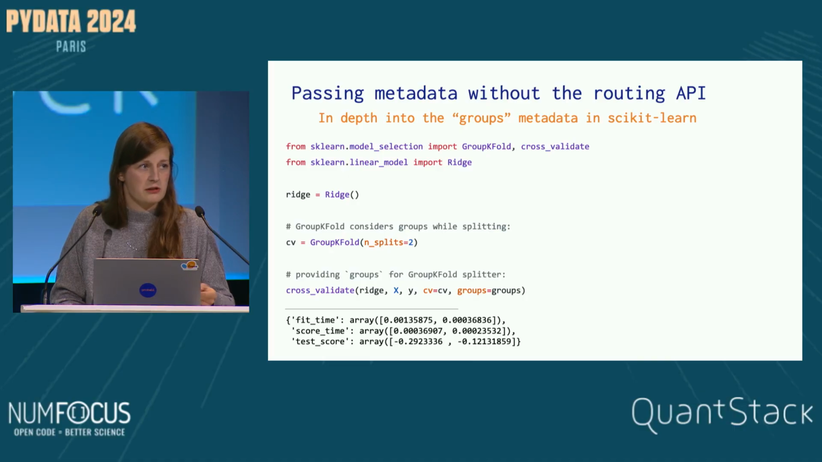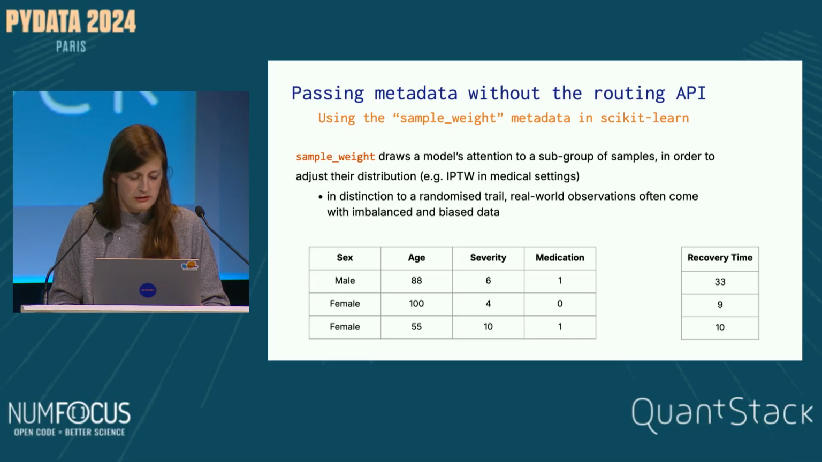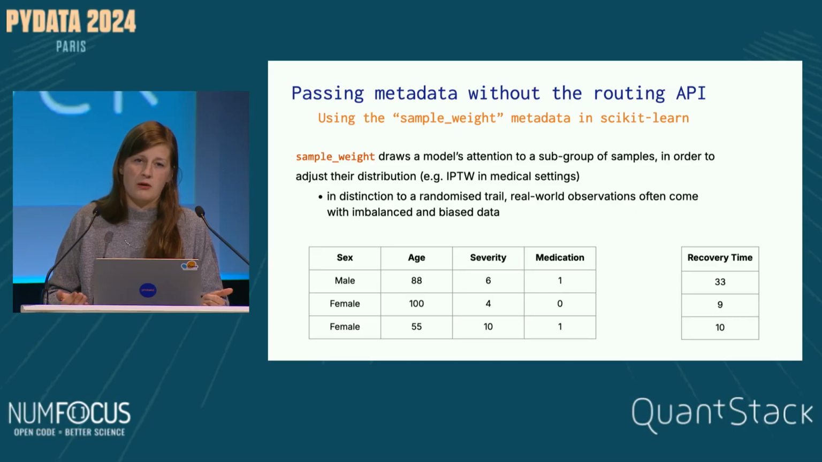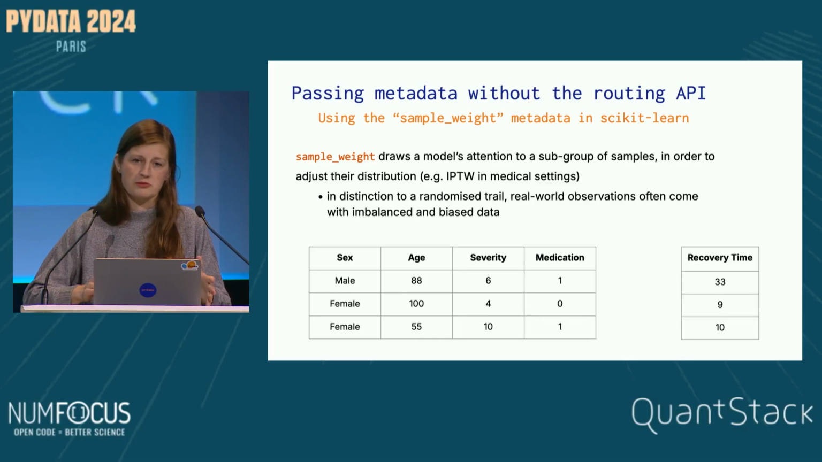All right, this works without the new API already. So now let's talk about sample weight. Sample weight can be used to draw a model's attention to a subgroup of samples that is somehow underrepresented or badly distributed. Because we can have data from two different sources.